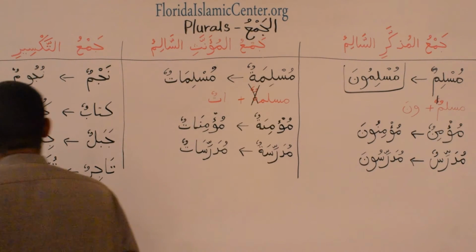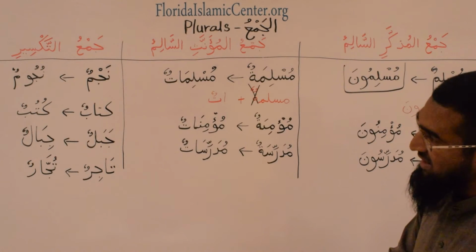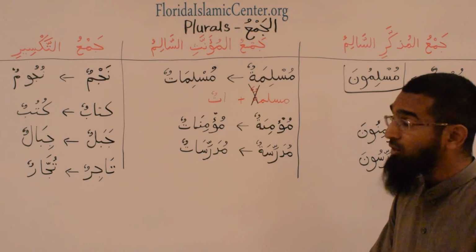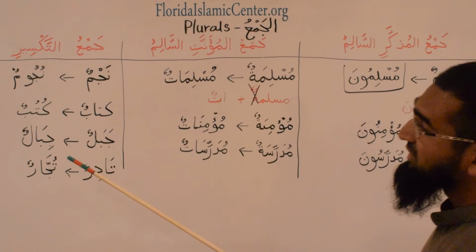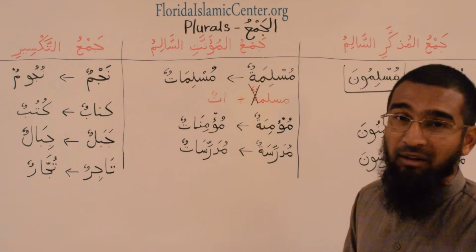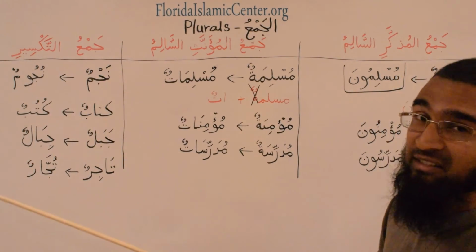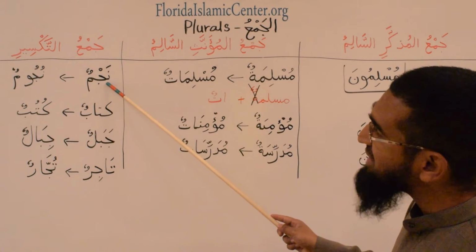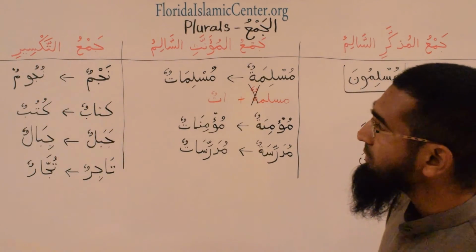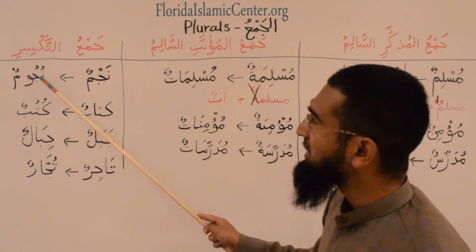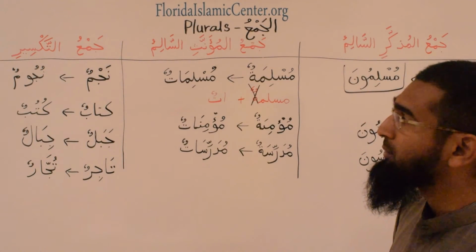The third category, jam'u taksir, the broken plurals, they don't follow a set pattern. Okay, it's not as simple as adding a waw and noon, alif and ta. They're words that are disorganized. Okay, the letters are no longer in the same pattern as they were in the mufrad, the singular. So najmun, which you should remember is a star, becomes nujumun. Noon, jim with a dhamma, a waw and a mim, nujum, stars.